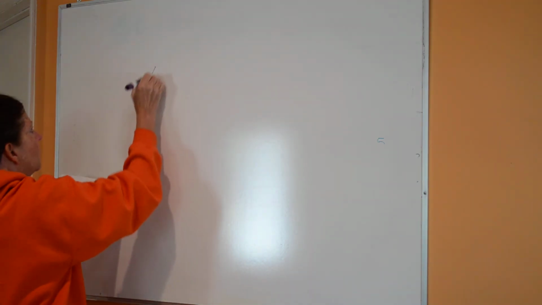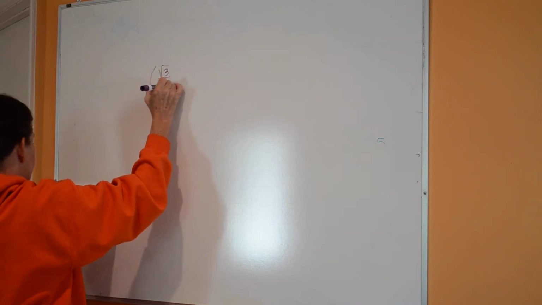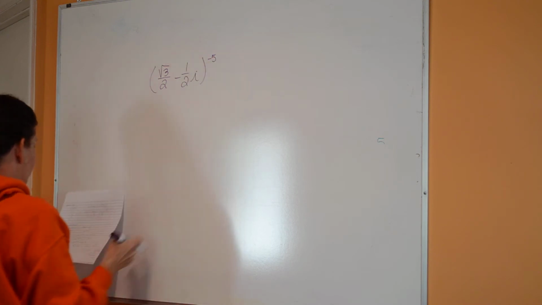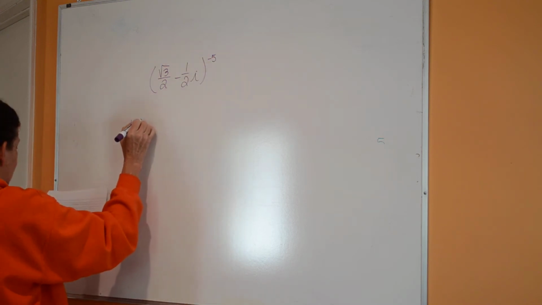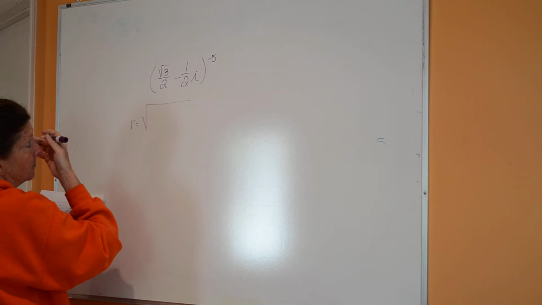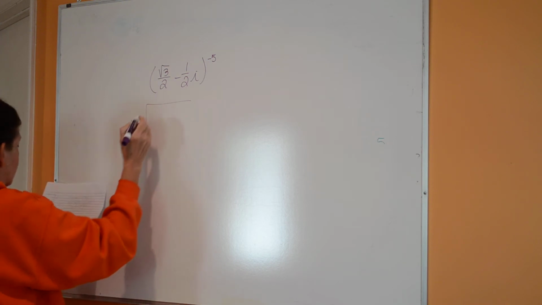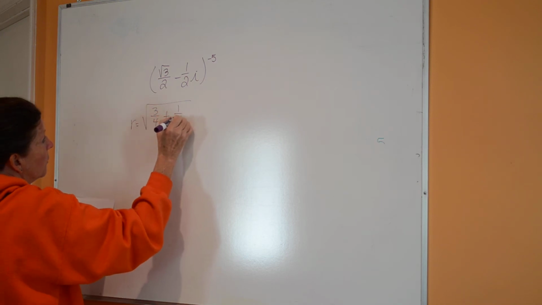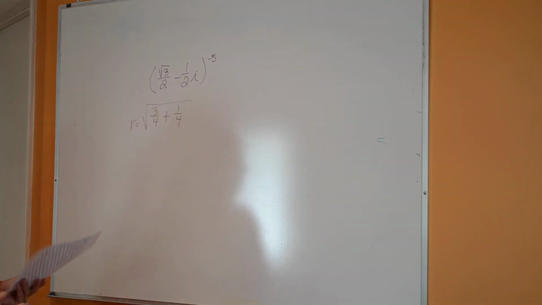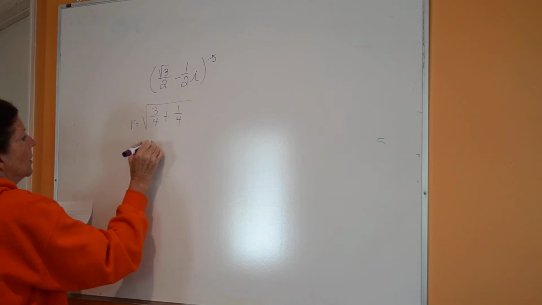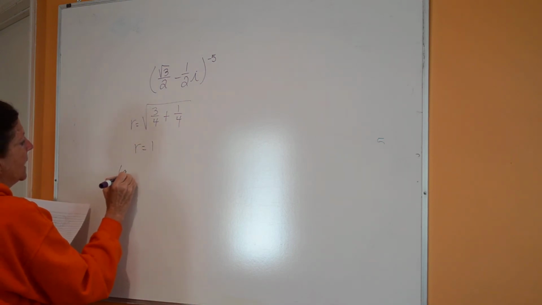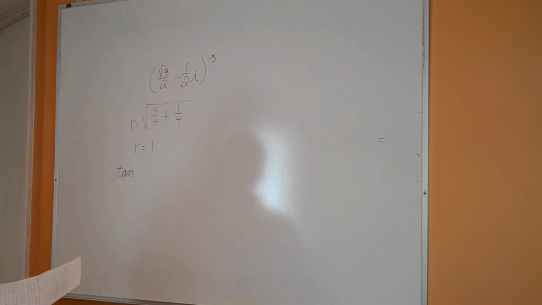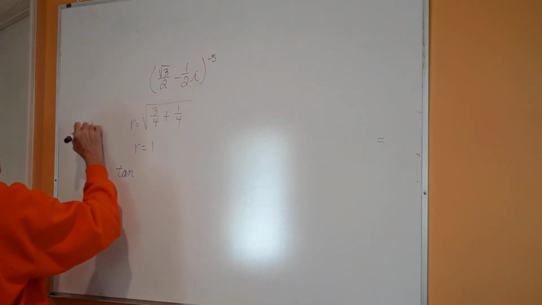Let's say I have (√3/2 − 1/2 i)^(−5). R is going to equal 3/4, because I'm going to square that, plus 1/4. So it's going to be 4/4, or the square root of 1, which is 1. For my tangent, it's going to be a positive cosine and a negative sine, so you're talking 4th quadrant.